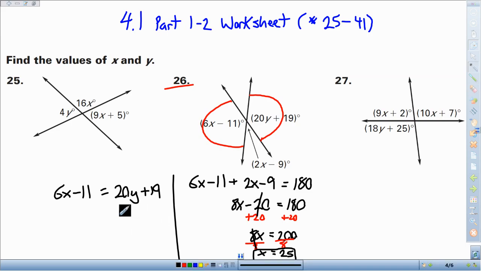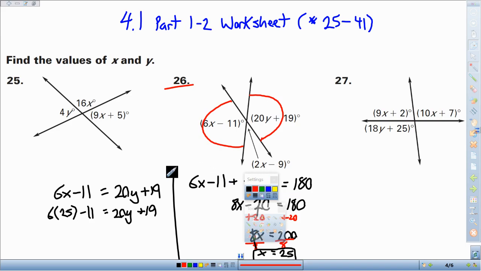All right, here's the nice thing now. I know what x is. I can plug it in, and I won't have two variables. I'll just have y to solve for. So let's go ahead and do it. 6 times 25 minus 11 equals, all of this is just going to come down, 20y plus 19.